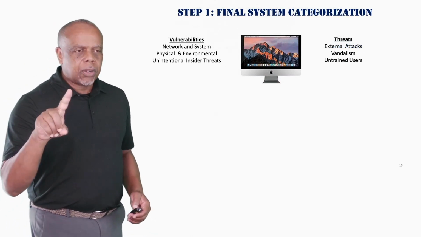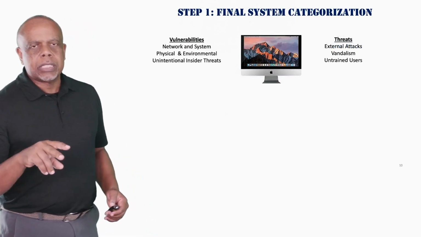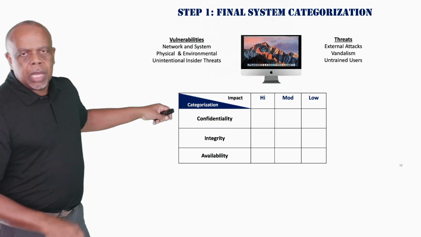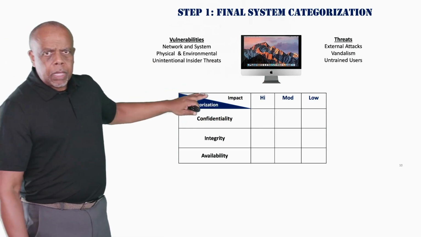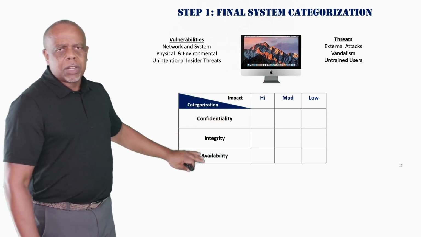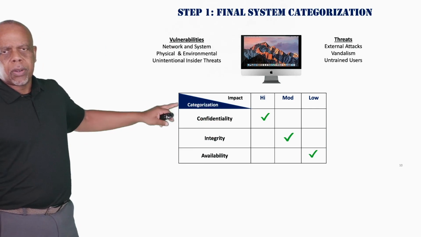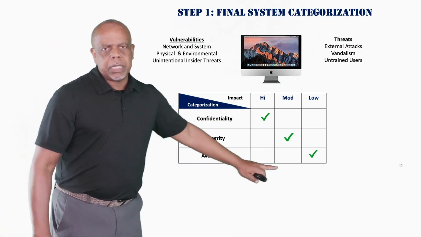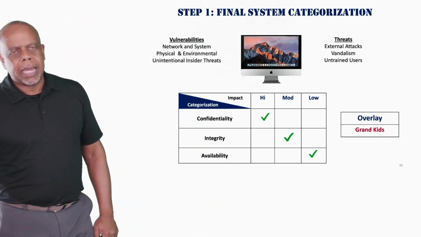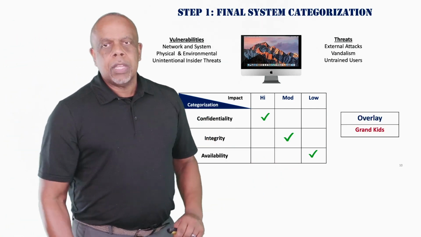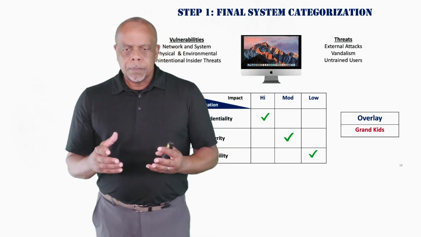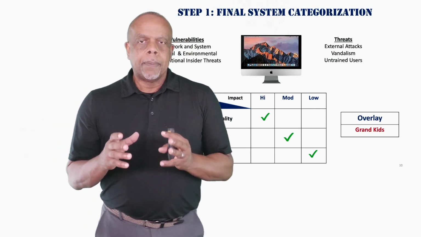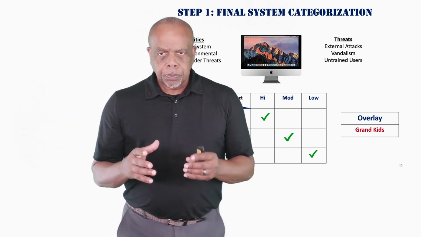Two pieces. We categorize, and then we determine the overlays. So let's take a look at this. If we look at our system, with the vulnerabilities and the threats, we have our impact values, and we have our categorization. So now our system is categorized: confidentiality, high; integrity, moderate; availability, low. And we have to apply the grandkids overlay. That gives me what I need to know when it comes to protecting my parents' new computer that I'm going to buy for them.